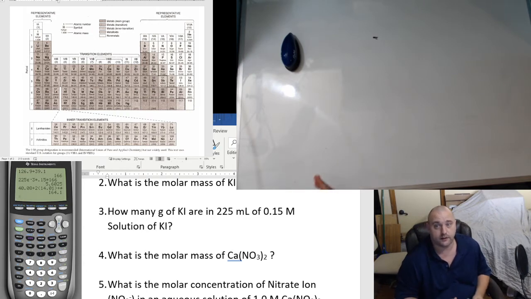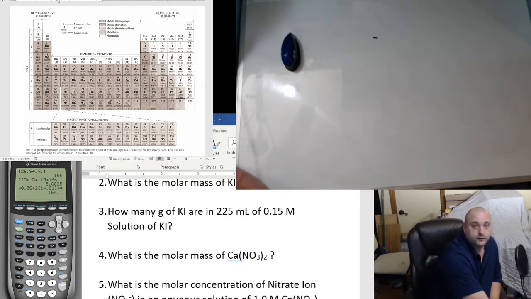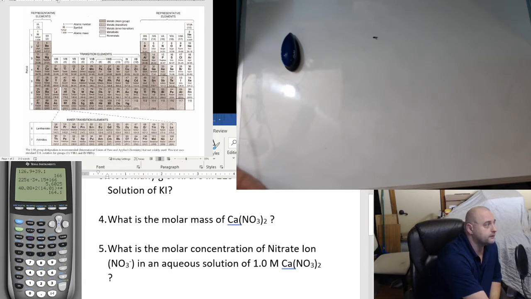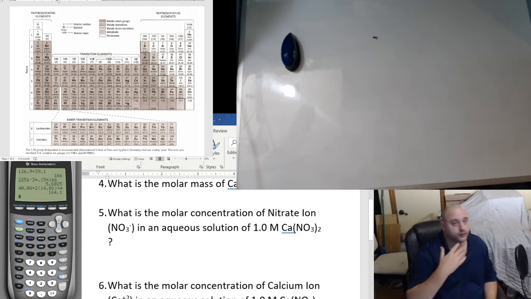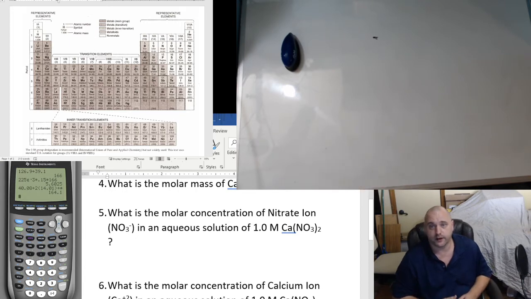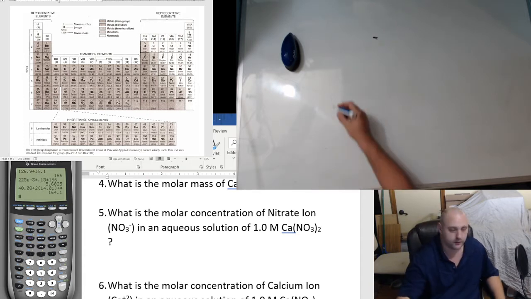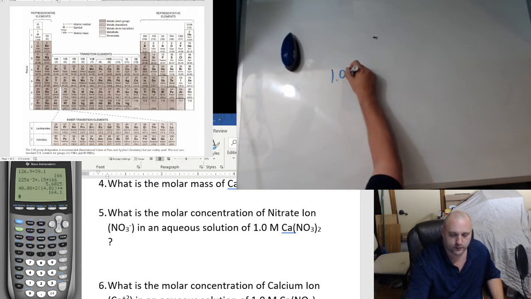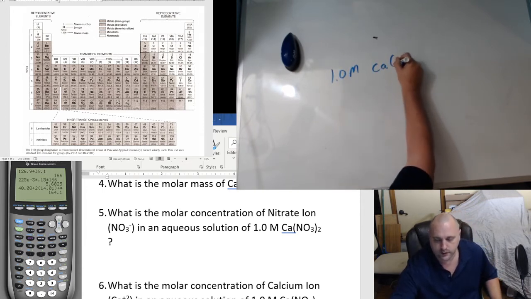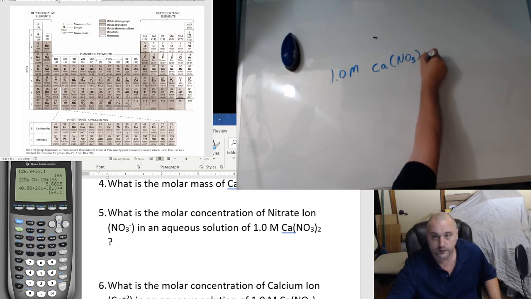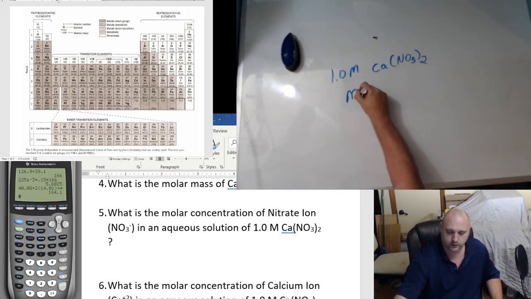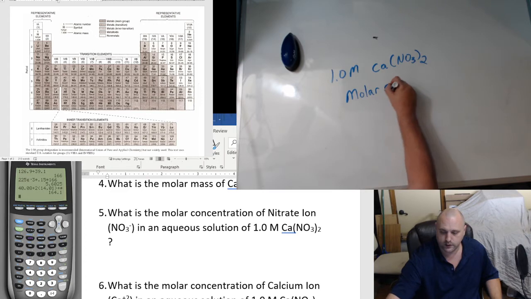All right, 5 is a similar problem. What is the molar concentration of nitrate ion in an aqueous solution of 1.0 molar CaNO3? And this is molar concentration.